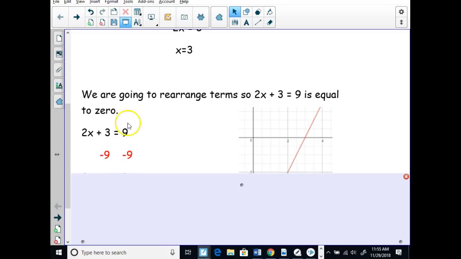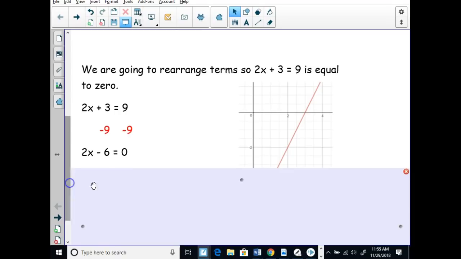If I subtract 9 on this side, 9 minus 9 is 0. What I do to one side, I have to do to the other because I have to balance it out. I have to keep this equation balanced, like a seesaw, right? I can't subtract 9 here and get 0 and not do it to the other side. It needs to stay balanced. I now have 2x minus 6 is equal to 0.